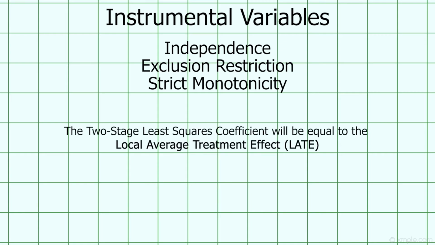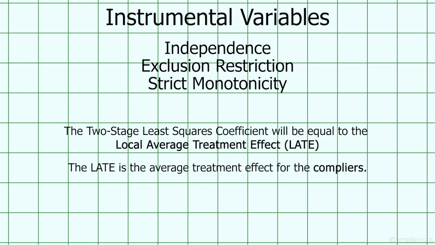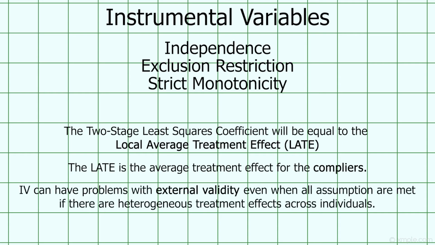If all of these assumptions are met, then two-stage least squares will identify what's called the local average treatment effect. The local average treatment effect is the average treatment effect for the compliers group. This distinction means that even if all of the assumptions underlying instrumental variable estimation have been met, results from two-stage least squares may not be externally valid. We may not be able to generalize them to populations beyond the compliers.